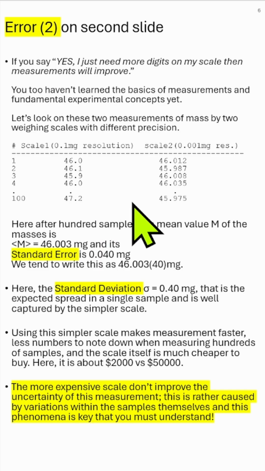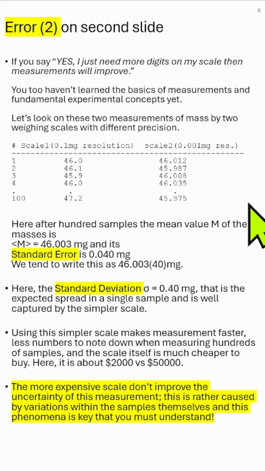And then we do the same measurements, 100 measurements, same samples, but with a much more precise scale. This has a resolution of 0.001 milligram. So that means we get 5 significant digits this time: 46.012, 45.987 milligram, 46.008, 46.035, and 45.975. These are just 5 samples taken from those 100 measurements.